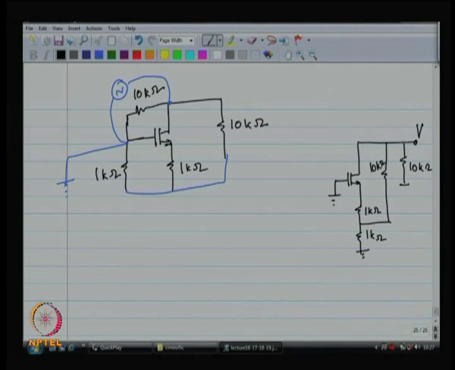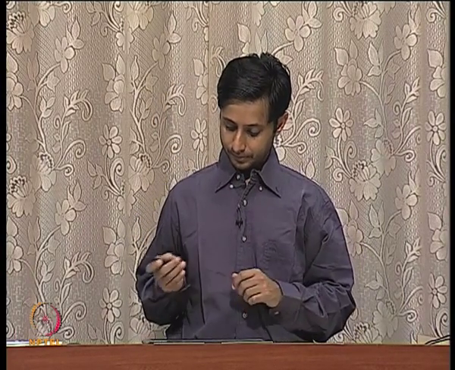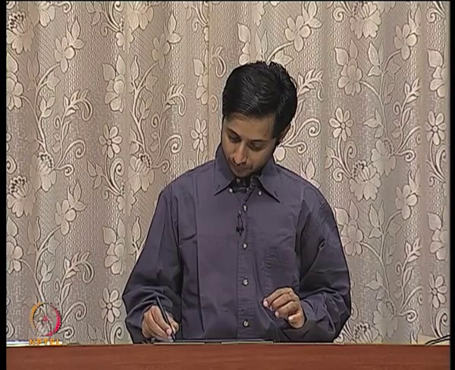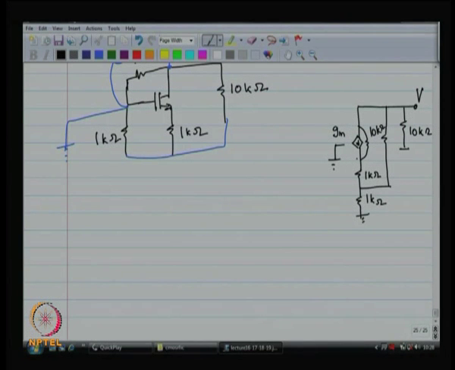I apply my voltage and I want to find out what is the current coming in. Have I redrawn the circuit correctly? It looks like I have done it correctly. All right. So, this is the plan. Now, replace the MOSFET with its model. Okay. So, the first thing is that the 10K comes in shunt with everything else. So, let us remove that particular story altogether.